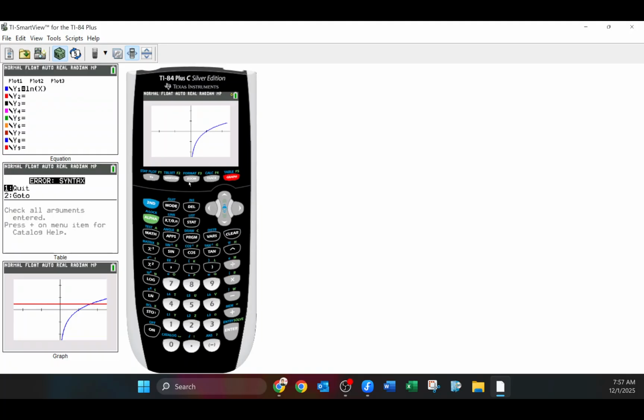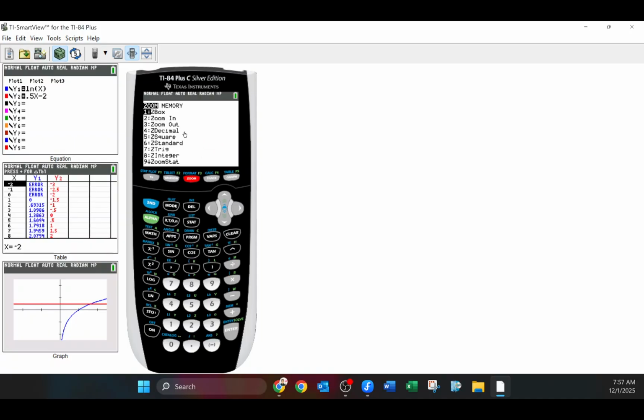Now, if you ever need to fix your calculator's screen, you can press zoom and go to standard, which is 6, I think. So it puts in that standard 10 by 10 frame. Well, 20 by 20 technically.